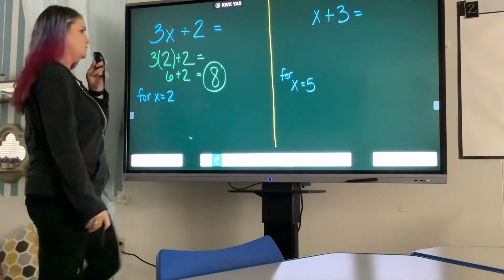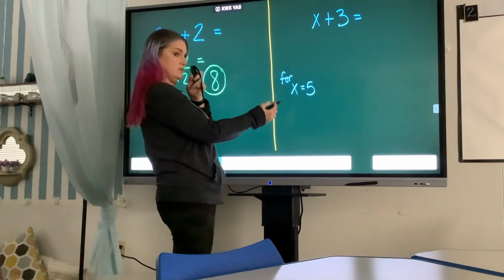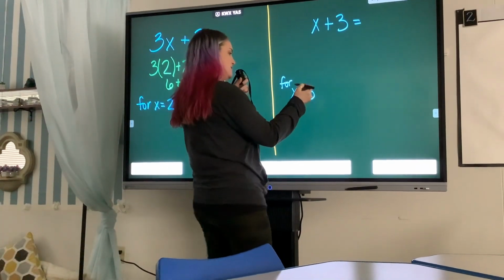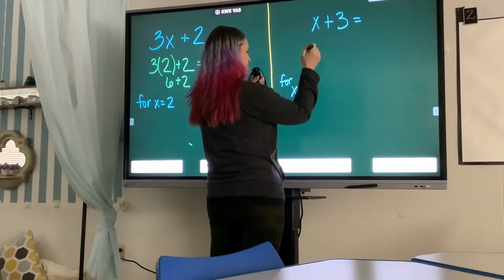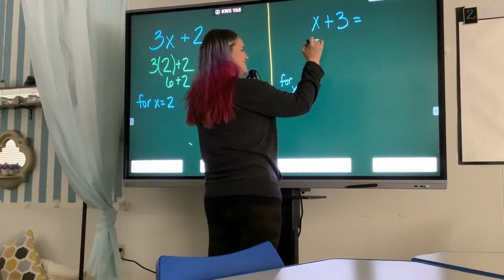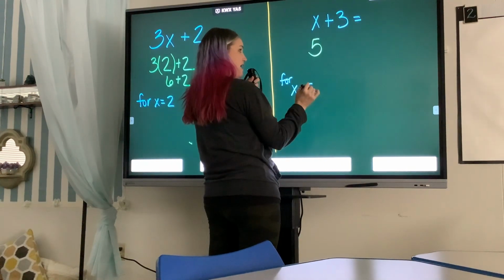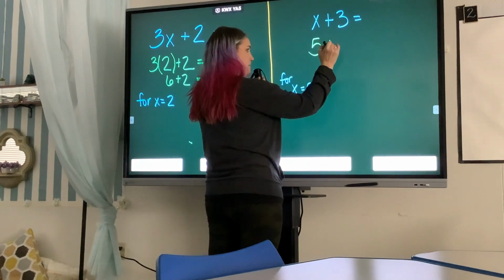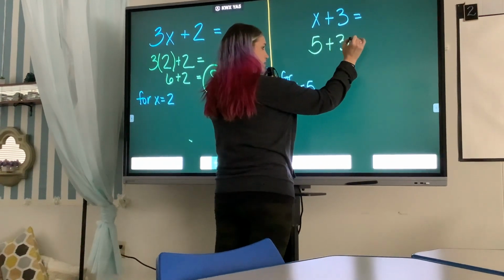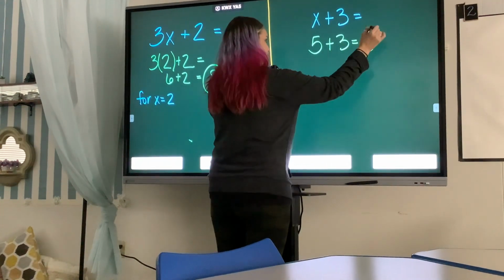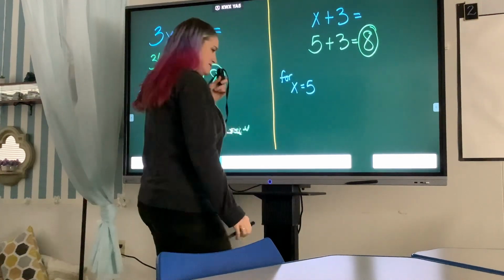Okay? So let's try another one. Actually, this one's a little simpler. Instead of x, we're substituting 5. So 5 plus 3 equals 8. So apparently we like the number 8 today.